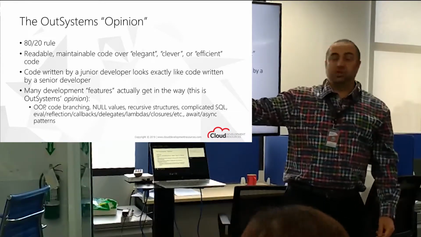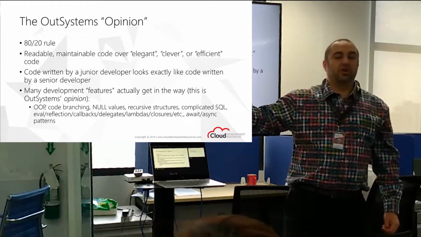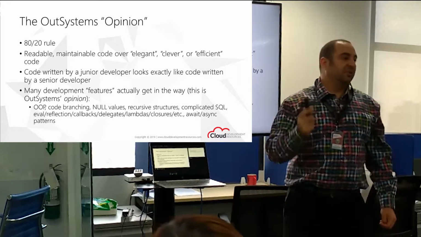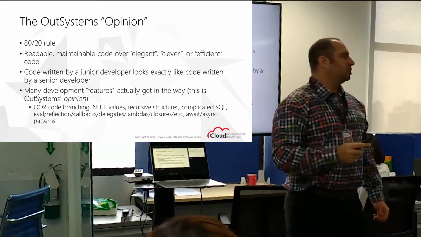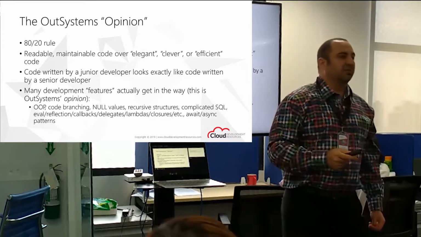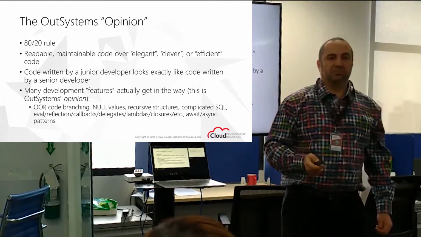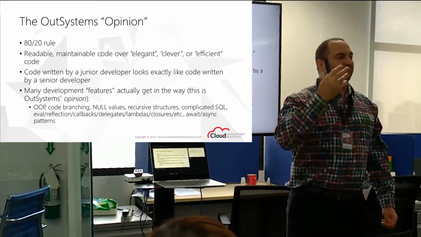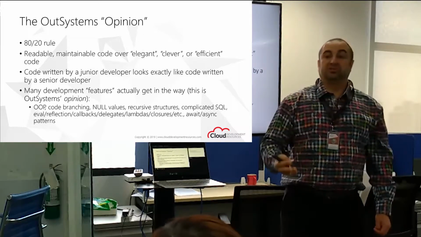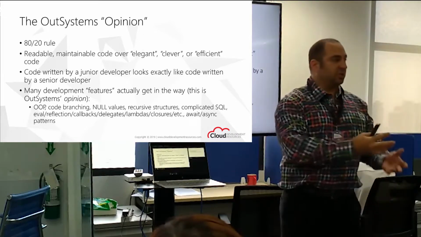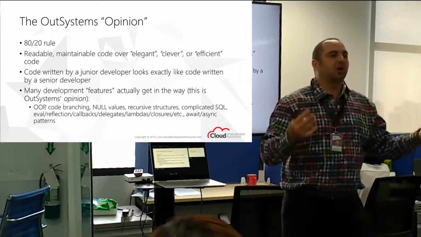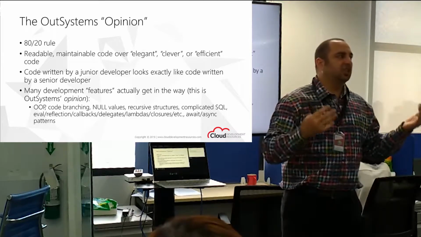With OutSystems, the code that I write is almost identical to the code that a junior developer writes. Somebody with 1 week experience writes code exactly like somebody with 1 year or 10 years experience. The more experienced developer is faster, they produce fewer bugs. But the code itself is almost identical. The code quality is identical. And that's a huge advantage for us.